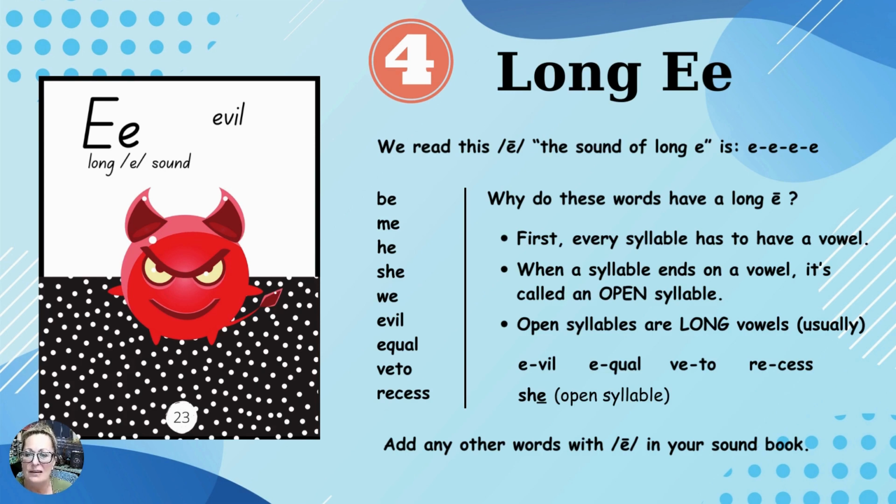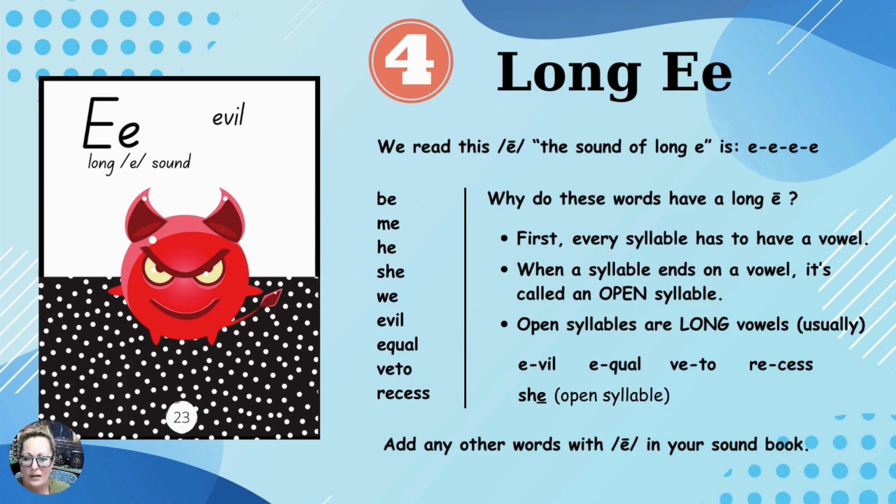Okay, so evil, E is by itself, vil, evil, that's a long vowel sound. Same with equal. Veto is a really good example to use. We have two vowels, that means we have two syllables, and when we separate it between the E and the T, the VE, that's one syllable. The E is an open syllable because the E is by itself. There's no consonant right next to it in the syllable, making it a short vowel sound. And then recess follows the same rule.